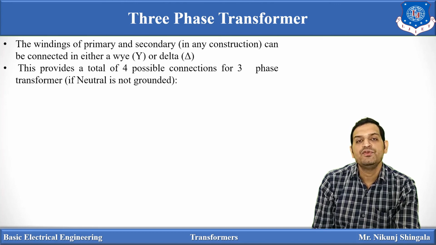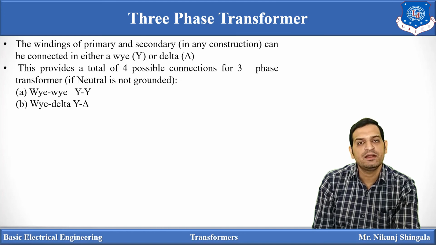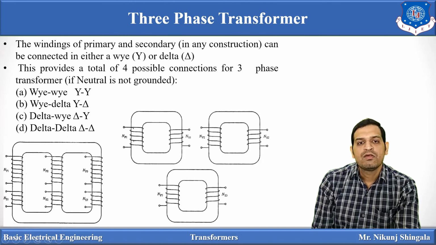Primary and secondary can be connected, with neutral grounded, in YY type, that is, primary connected in star and secondary also connected in star. Primary connected in star, secondary connected in delta. Primary connected in delta, secondary connected in star, and both connected in delta. Here you can see this is a single unit of a three-phase transformer, and this is a bank of three single-phase transformers. Here NP1, NP2 and NP3 are the primary windings, which may be star or delta connected. NS1, NS2 and NS3 are the secondary windings, which may also be star or delta connected. All the limbs of the three-phase transformer consist of primary as well as secondary.